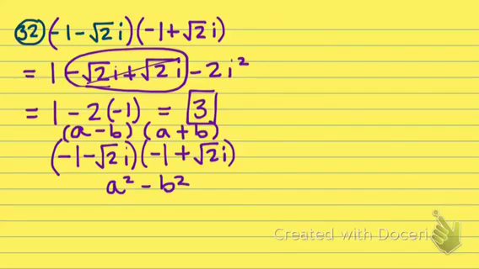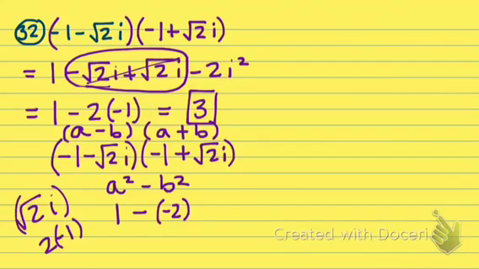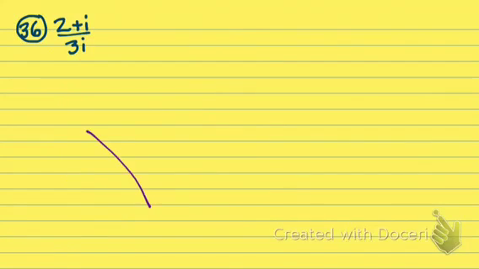So that's -1 times -1, which is +1. And then minus, because that's what the pattern tells us. And if I square the square root of 2i, the square root squared is 2, i squared is -1, so that makes -2, which gives me 3. A much more efficient way to do it. On to the next one. Sorry about that. Gotta find it first. Here we go.